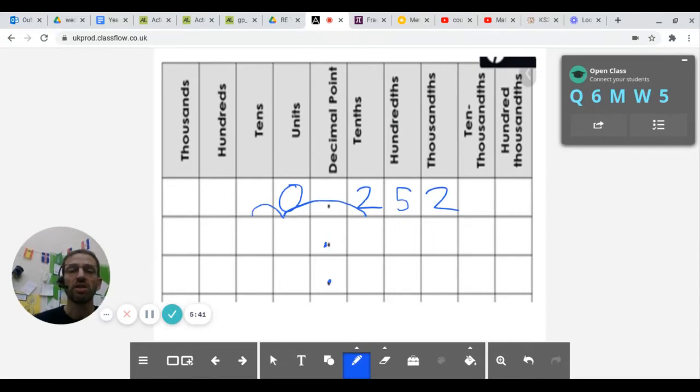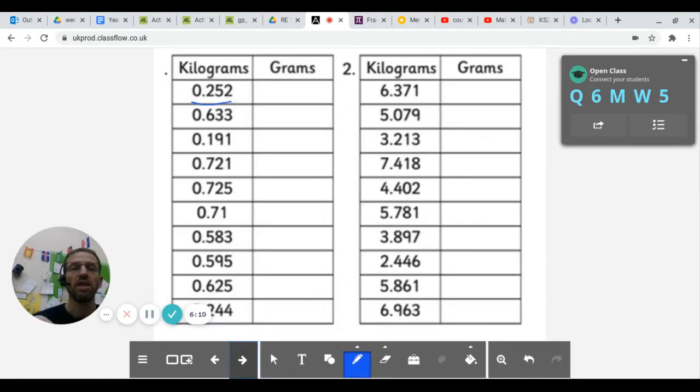So it jumps 1, 2, 3 jumps. 3 times, remember, always 3 if you're multiplying by 1,000. And the 2 goes there. The digit 5 is going to go 1, 2, 3 jumps, and the 5 goes in there, and the 2 finally is going to go 1, 2, 3, and it's going to end up in there. So the answer is 252. That would go in here, 252.